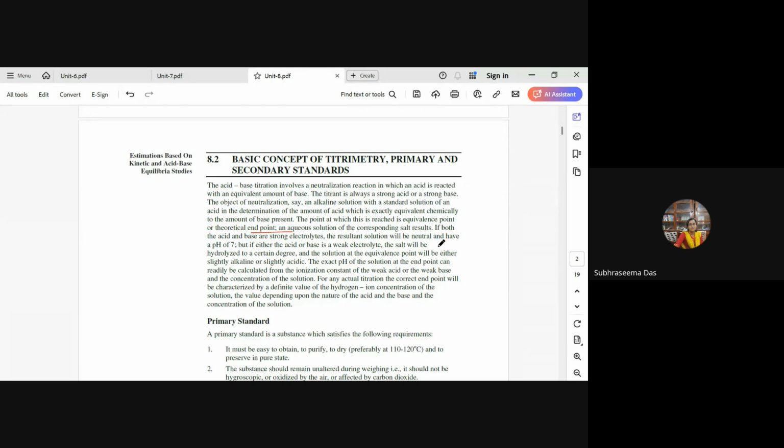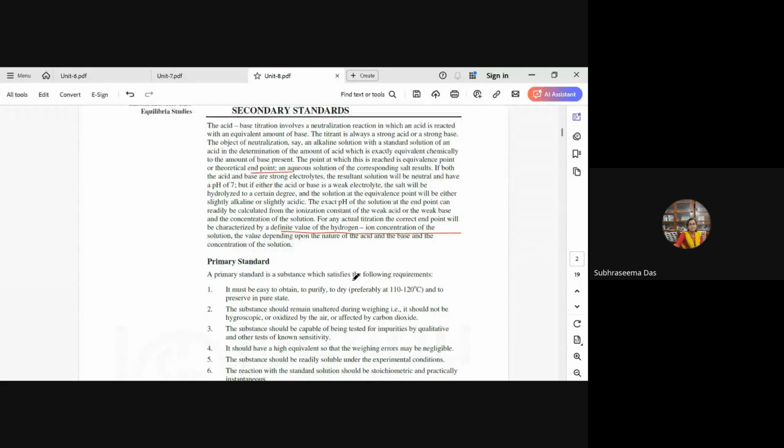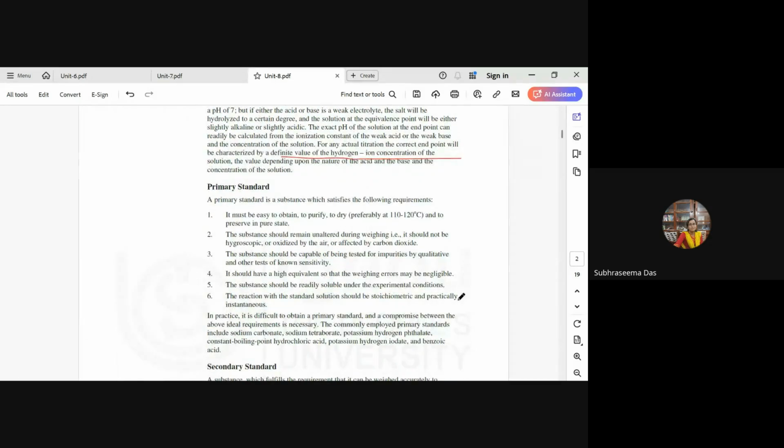For any actual titration, the correct endpoint will be characterized by a definite value of the hydrogen ion concentration of the solution, which is also dependent upon the nature of the acid and base and the concentration of the solution. Now coming to the definition of a primary standard. A primary standard is a substance which satisfies the following requirements.